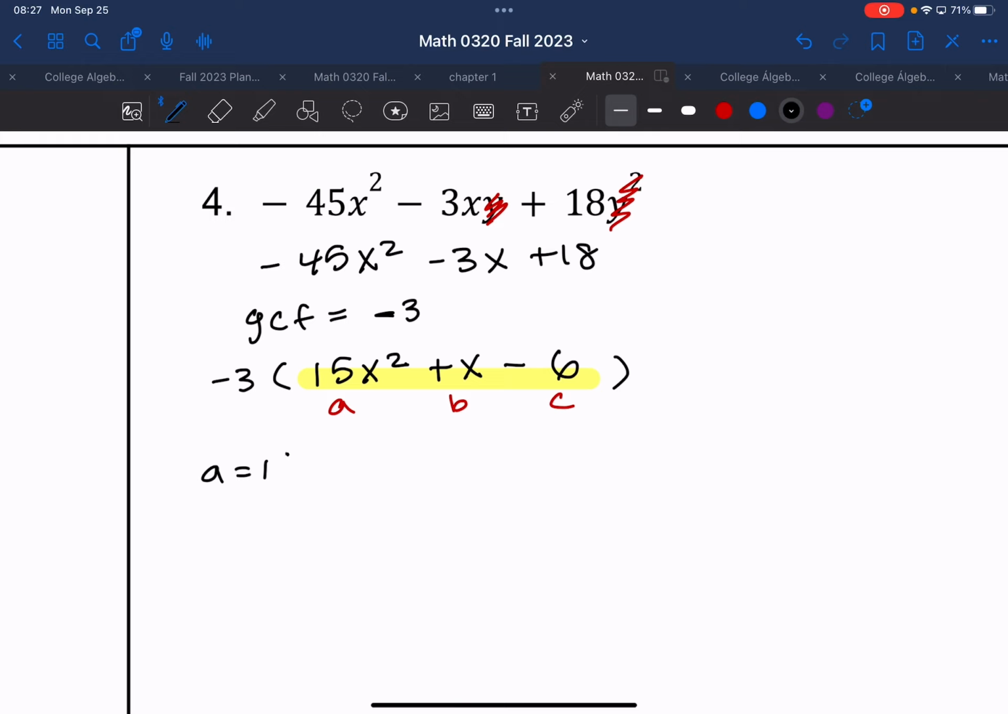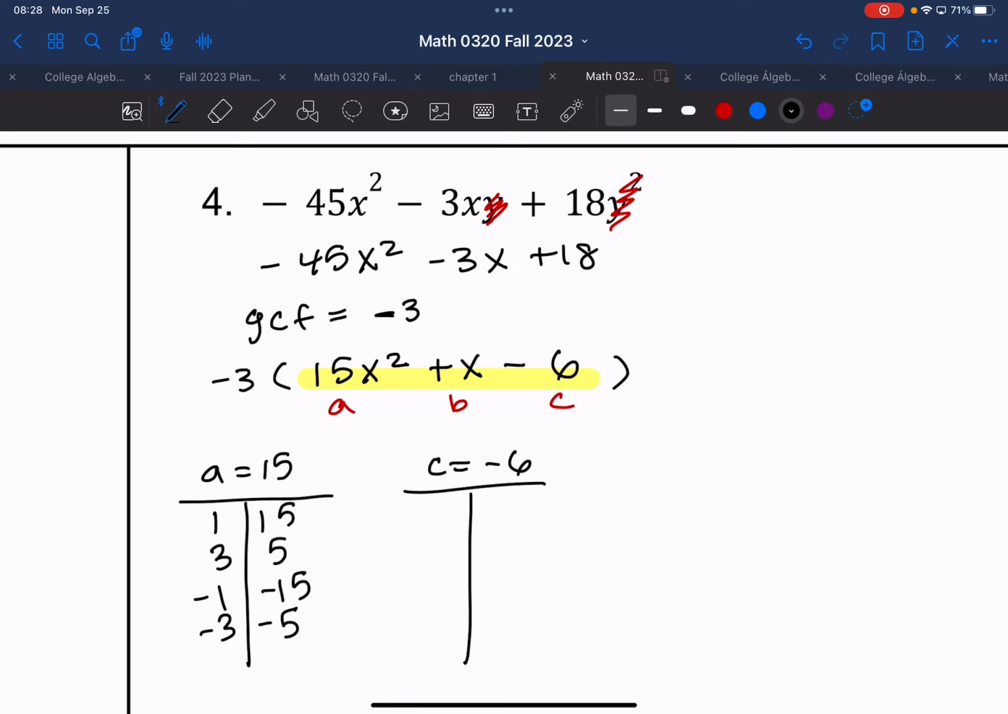So looking at our factors of A, what are the factors of 15? 1 and 15, good. 3 and 5. And then what are the other two? Good, our negatives. Okay, what about our factors of negative 6?